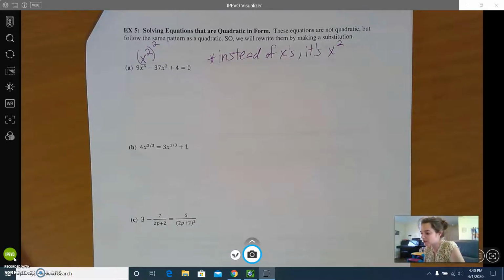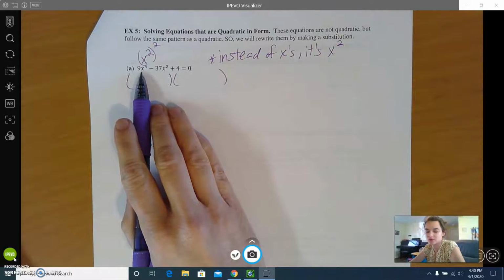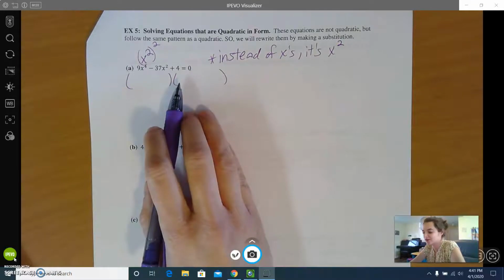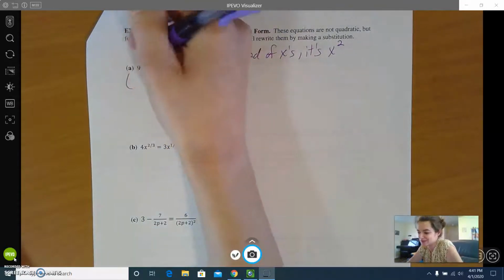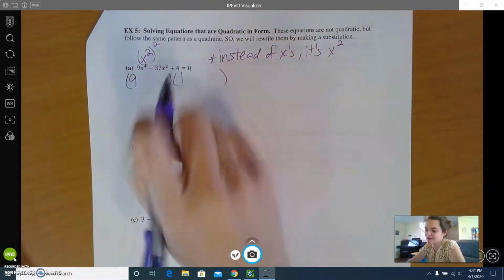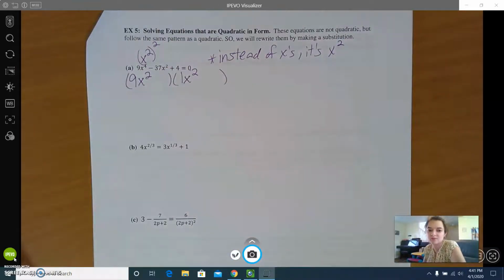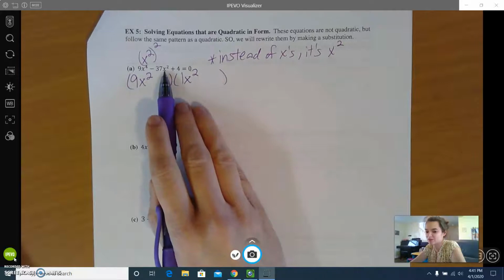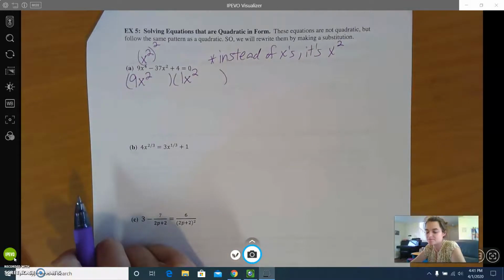This one actually factors pretty nicely, so how about we start with that? To get 9x to the 4th, we're looking at either 9 and 9, or 9 and 1, or 3 and 3. I'll go ahead and save you guys a little bit of work. 9 and 1 is going to be the one that works, okay? So we'll have 9 and 1. To get the x to the 4th, it's x squared and x squared. Because x squared times x squared is x to the 4th. And then that way you're going to get a middle term that has only x squareds in it. You don't want x cubes and x's. That's not going to give you an x squared.